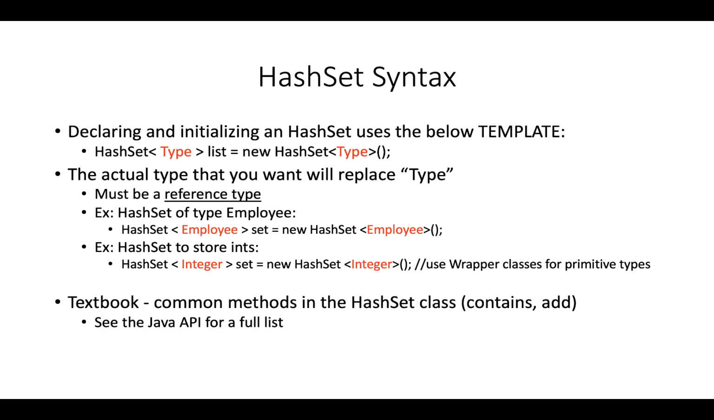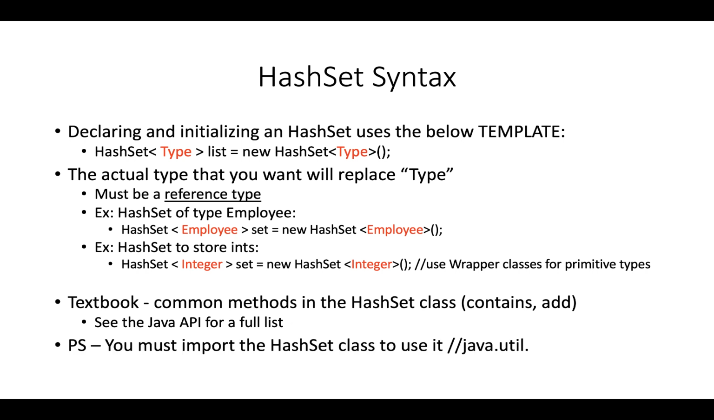Some of the more common methods for the HashSet class include contains and add. These are methods that can probably be found with examples in your textbook, but you can always refer to the Java API for a full list and some examples. As a last note, just like the ArrayList class, you must import the HashSet class to use it, and you'll find it in that same package, java.util.